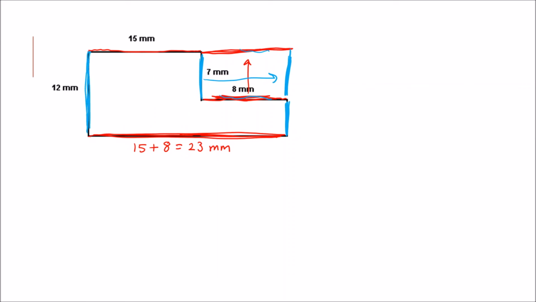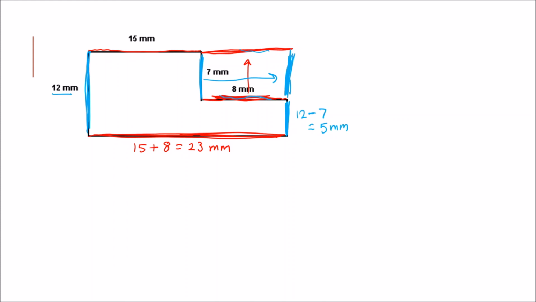So what I mean by that is I have 7 plus something will equal 12. Or I can calculate this part as being 12, so that's from our opposite side, minus the 7, because this bit here is 7. And that is going to be equal to 5 millimeters.